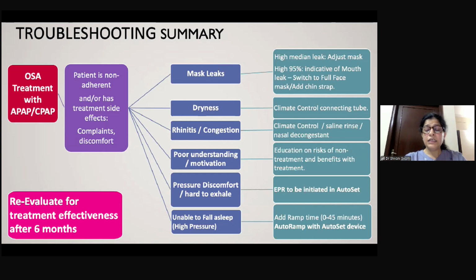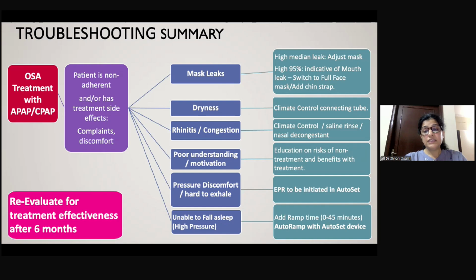If there is a mask leak, make sure that the fit is right. If the patient is a mouth breather and we have by mistake given them a nasal mask, and we did not realize and neither did they tell us that they're mouth breathers, then we could just add a chin strap. If they're still facing excessive dryness, then make sure that they have climate controlled tubing and of course a humidifier if necessary. If they face rhinitis or congestion, then sometimes you may actually need to add a nasal decongestant.